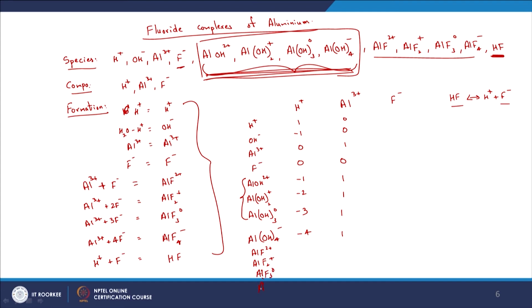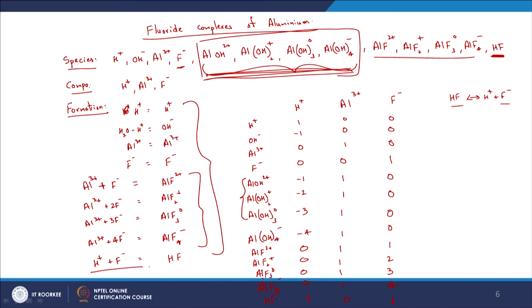AlF3 naught and AlF4 negative and HF. So it's going to be equal to again 1, 2, 1, 1, and 0 here, and 0, 0, 0, 0, 1, and F-, and obviously 0 here, OH- 0, Al3+ 0, 1 here, and 0, 0, 0, 0 here. But from here we need to look at these particular equations. So it's 1 F- for AlF2+, and 2 here, and 3 for AlF3, 4 for AlF4, and 1 for HF.